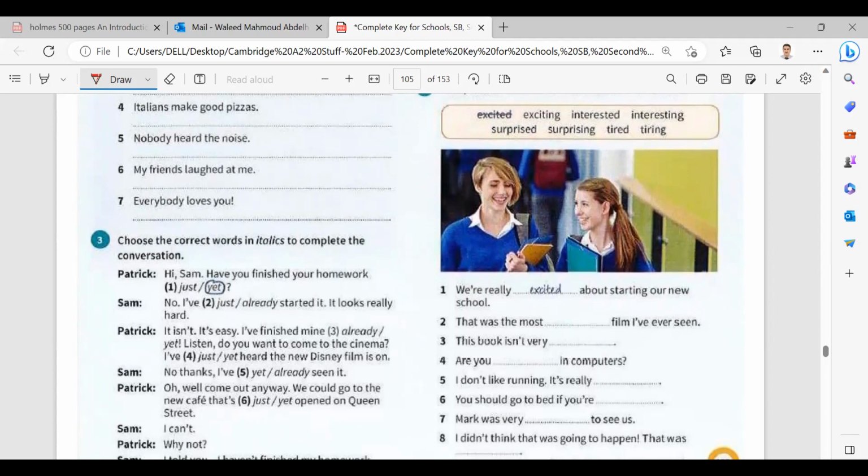Now Sarah, please use the adjectives in the box to complete: exciting, interested, interesting, surprised, surprising, tired, tiring. Number 1 is done for you. We're really excited about starting our new school.